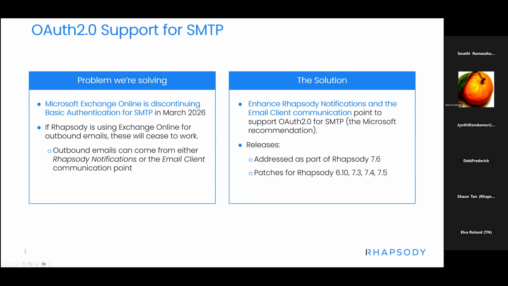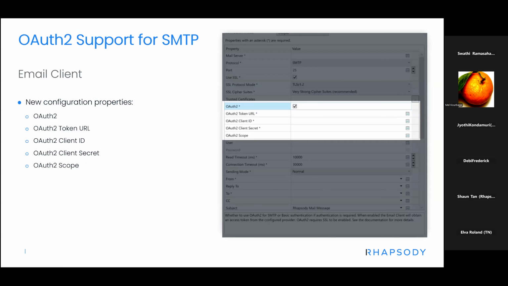All right, so with that, let me show you what the actual changes look like. This first one here is the email client. There are a number of new configuration properties. The first one is OAuth 2: do you want to use OAuth 2? That's a checkbox, and if you check it, then you will get four more below it: token URL, client ID, client secret, and scope.